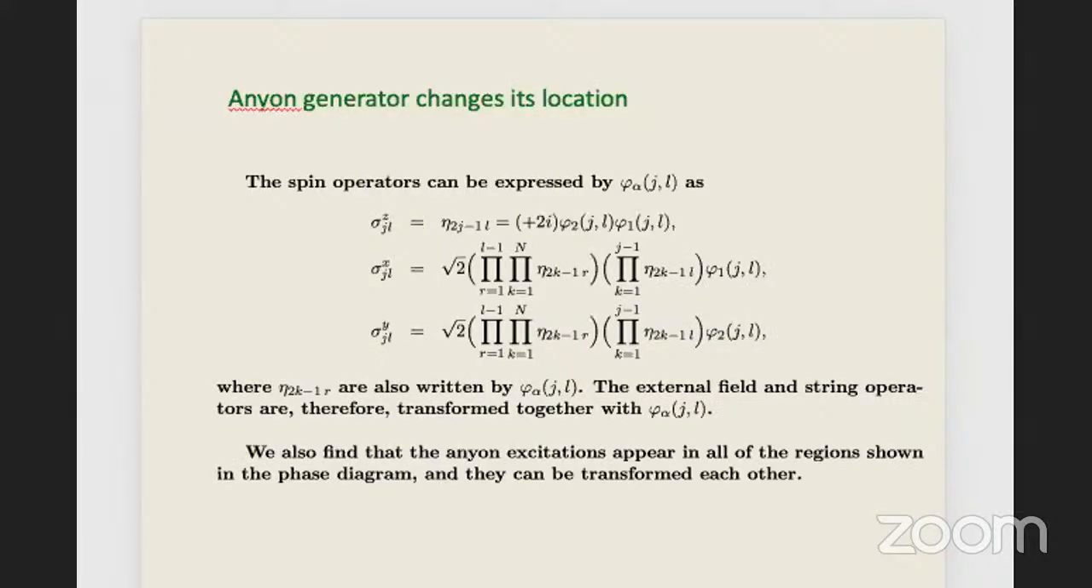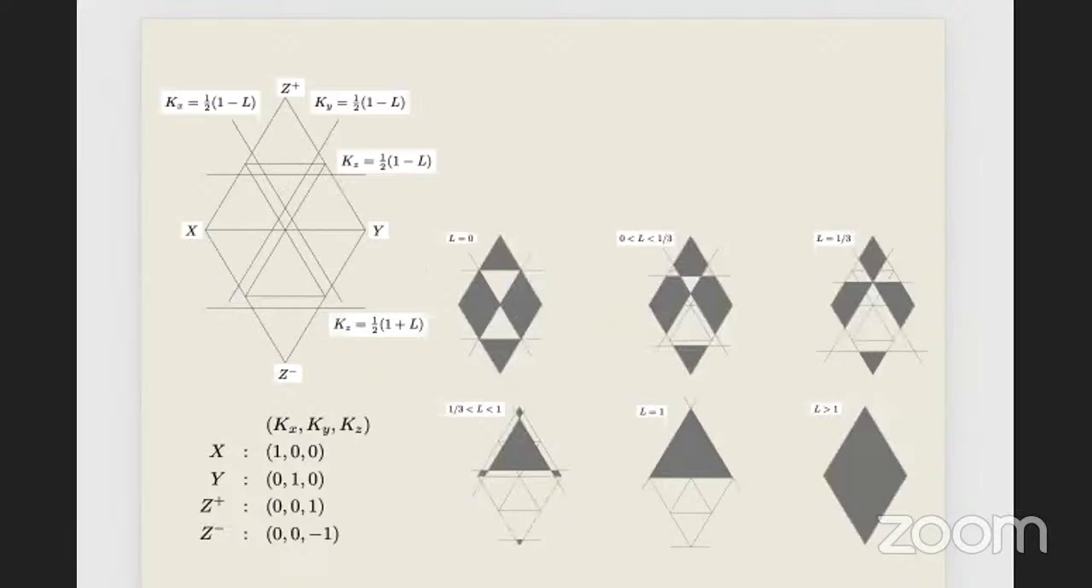Then let us consider the generators of the anyon excitations. The anyons are generated by an external field and string operators. According to the symmetries explained in the previous slide, we can show that when we change the signs of interactions, operators phi j are transformed to other phi j in other locations, and the generators of anyons change their location, but still they are generators. Still they generate anyons. We know that anyon excitation appears in this phase. Then we can conclude from the symmetry that another anyon appears here in the transformed phase, and we find that anyon excitation appears in each phase.